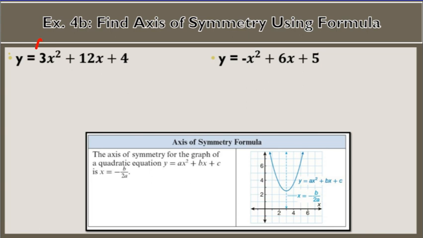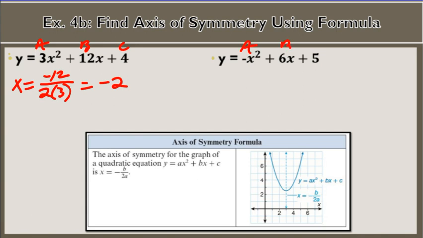Next one, a, b, and our c. So x equals the opposite of negative 12, or the opposite of 12, which is a negative 12, divided by 2 times our a, which is 3, so that gives us a negative 2.